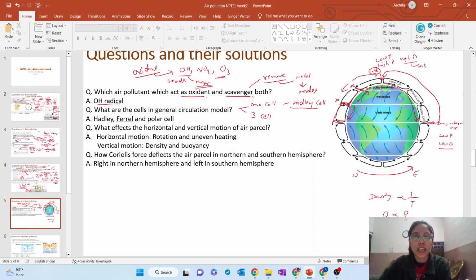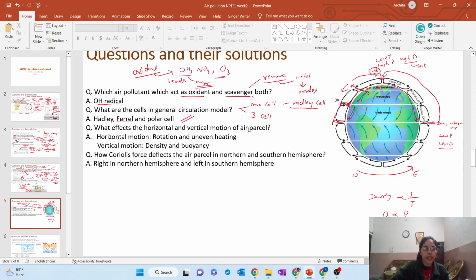Okay, so these are the three cell model in which the emphasis is that at each 30-degree latitude the air parcel has the right to move in any direction irrespective of pole or equator, right? So this is the three cell model which we currently use at present.